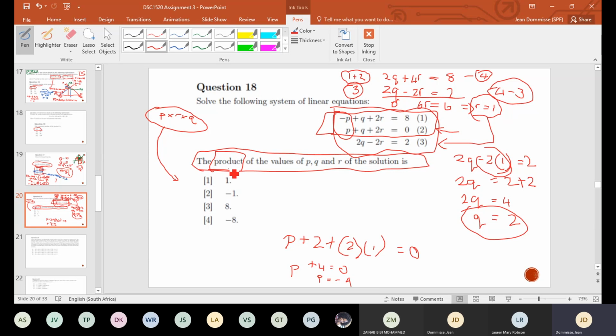So now you need to remember it's the product. So minus 4 times 2 times 1 is equal to minus 8. Okay, and then you have option 4. So please, yes, use that website for the exam, as with most other sources that you can use. It is the Wolfram Alpha website, and there are a lot of other useful tools there as well.